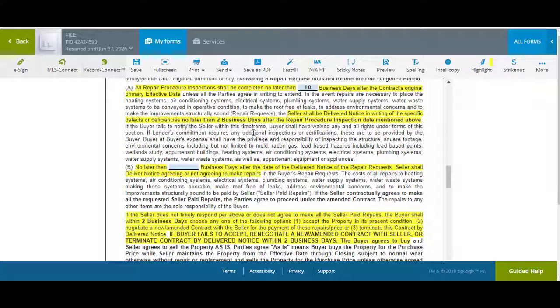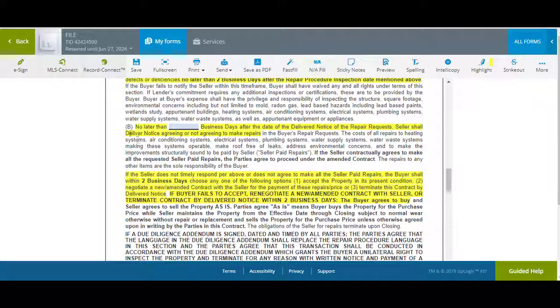Now in the second part, no later than 2 business days after the repair procedure inspection date mentioned above, that is clearly the date. So whatever those 10 business days, whatever that date, it's 2 business days after the end of that whole inspection window. I've seen this confused in that either a buyer or seller or another agent will think it's 2 days after the actual inspection was completed. But if the inspector gets in there after 2 or 3 days, the buyer still has that full window to deliver the notice in writing of the repair requests.